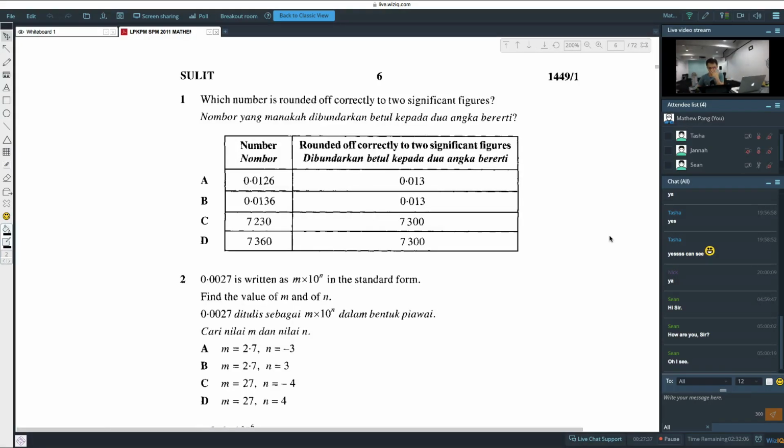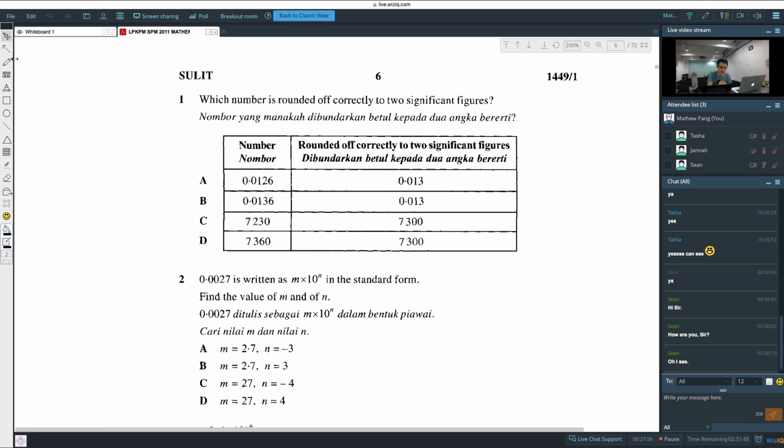Alright, so today we're going to discuss the 2011 SPM past year paper, and this is paper 1. Paper 1 is basically 40 objective questions, and it will give you 40 marks. So let's start from the very first question here.